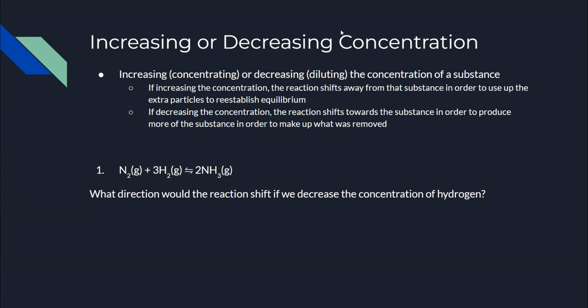So let's try this problem over here. What direction would the reaction shift if we decrease the concentration of hydrogen? The reaction could shift left, which is a forward reaction, or it can shift right, a reverse reaction. What we're doing is decreasing the concentration of hydrogen, and as the concentration of hydrogen is decreased, you need to have it be the same. So you have to add more hydrogen, and the only way you can add more hydrogen is to use up more NH3. So the reaction would shift left.